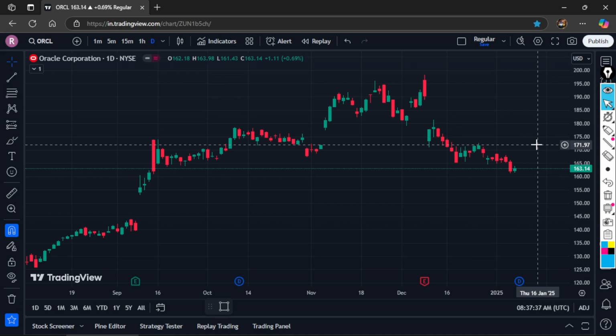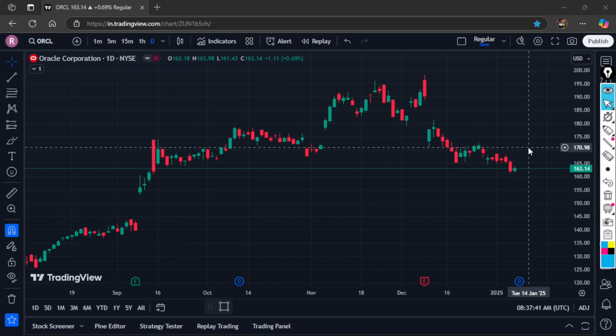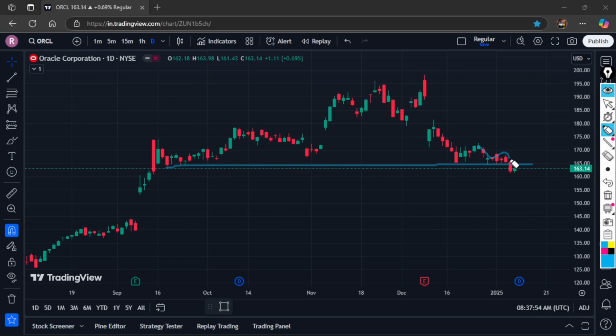Here in Oracle, you can see that it is trying to go downside, then after the downside it is trying to take a retest, and if it goes near about this level, then it tries to go down, then we can try to plan a sell here in Oracle.